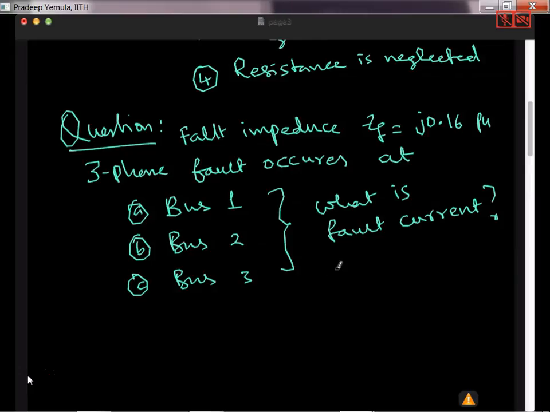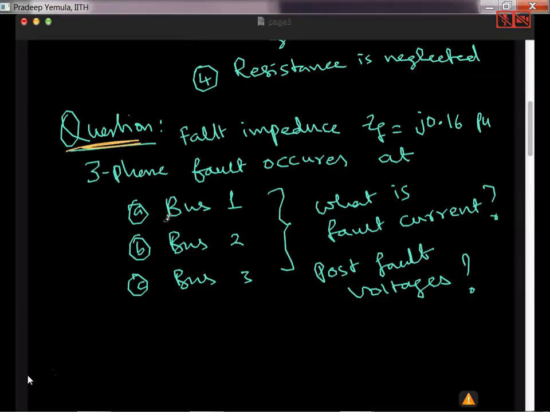Similarly, what are the post-fault voltages? Before the fault, pre-fault, the voltages are 1, 1, 1. So all voltages are equal to rated voltage. But if a fault occurs, what happens to the voltages after the fault? The voltages of course will reduce. So how do we calculate the voltages after the fault? This is the question that we have to solve.